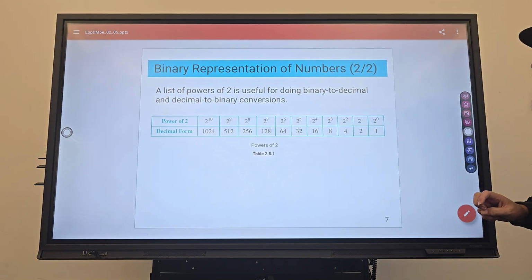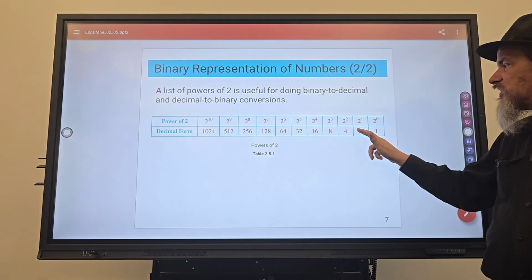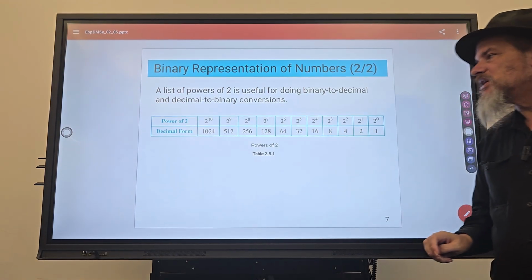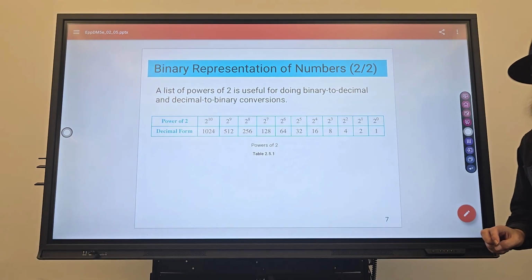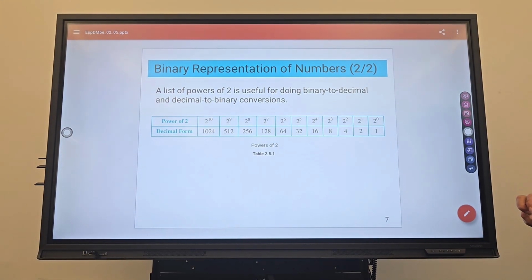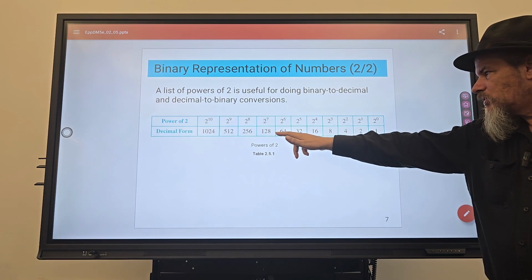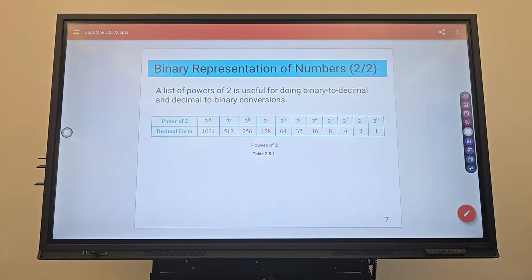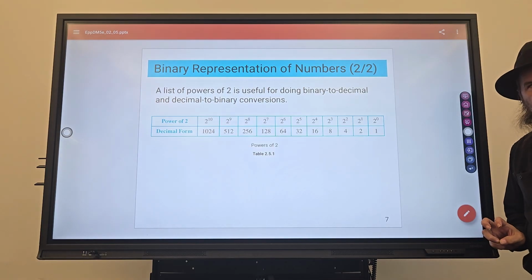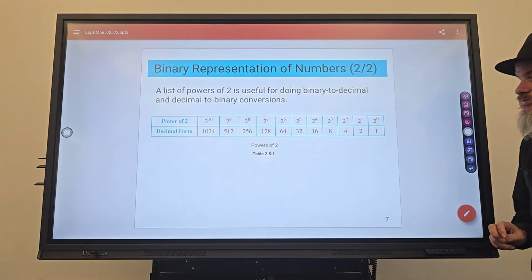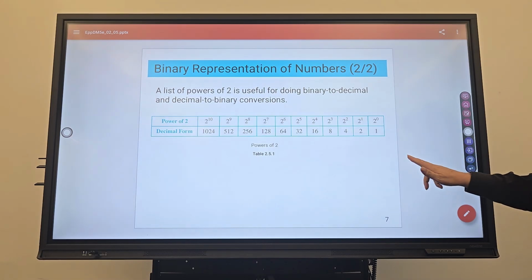A list of powers of 2 is useful for doing binary to decimal and decimal to binary conversions. These are the powers of 2 and the values of each position of the bits in the binary numbers. So 1, 2, 4, 8, 16, 32, 64, etc., etc. You will get to know these numbers pretty well through the course of your time here. They're very commonly used.